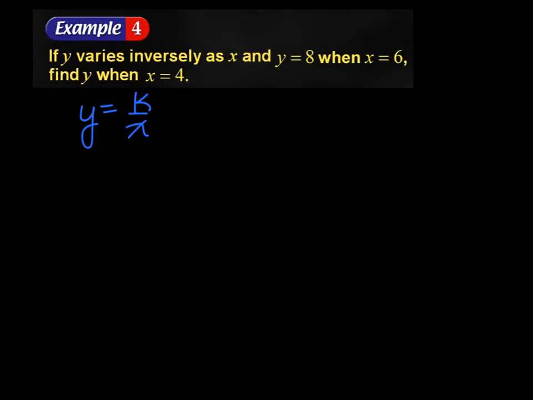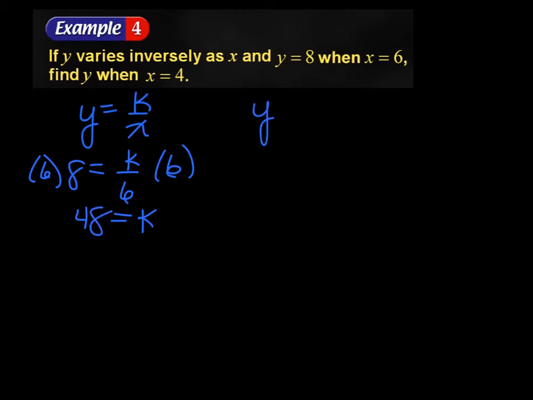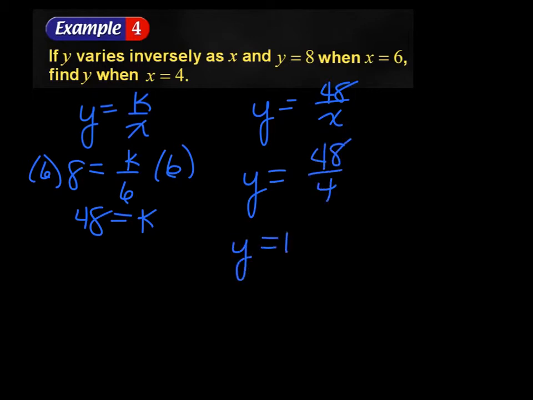I think I'm going to favor the first method because it's similar to how we did direct variation earlier in the same textbook. So I'm going to substitute in y is 8, and I'm looking for k, when x is 6, so I'm going to multiply both sides by 6, and I get k equals 48. Now I can substitute in y equals 48 over x. My k value is 48, and I want to find y when x is 4, so y equals 12.